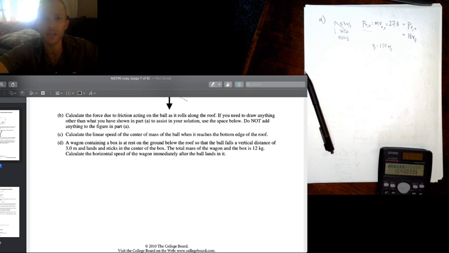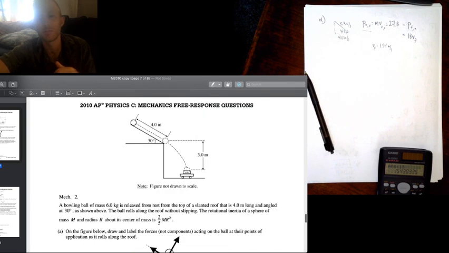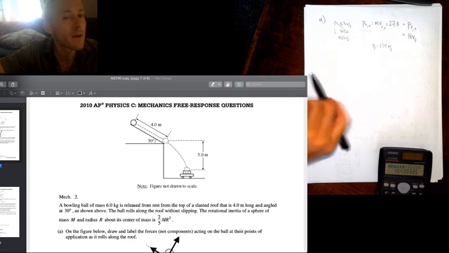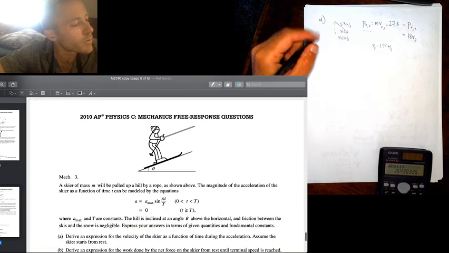Okay? So that's kind of weird, because see how it tells you how far the wagon is going to fall. So it kind of suggests that you're doing maybe a projectile motion problem, but really that's totally unnecessary. Okay, number 3.